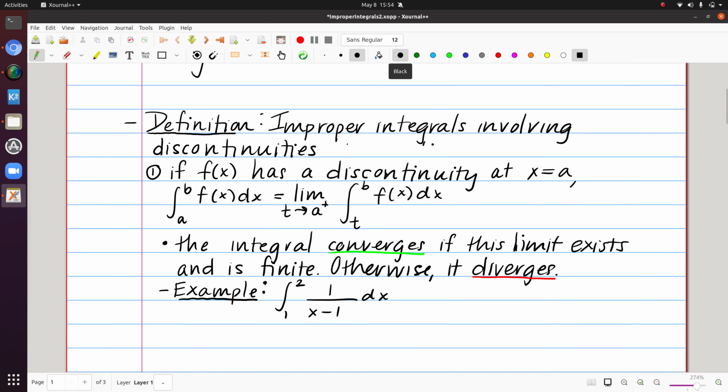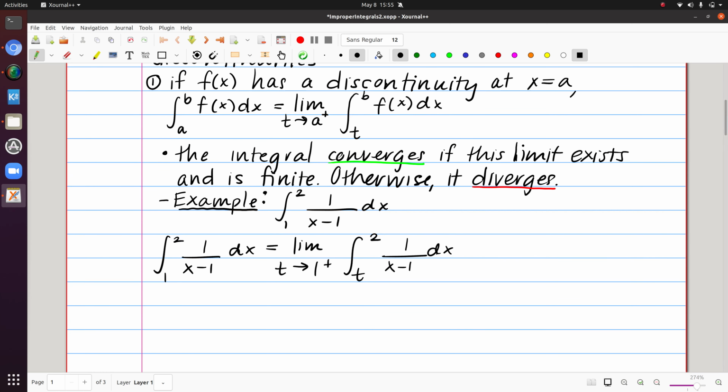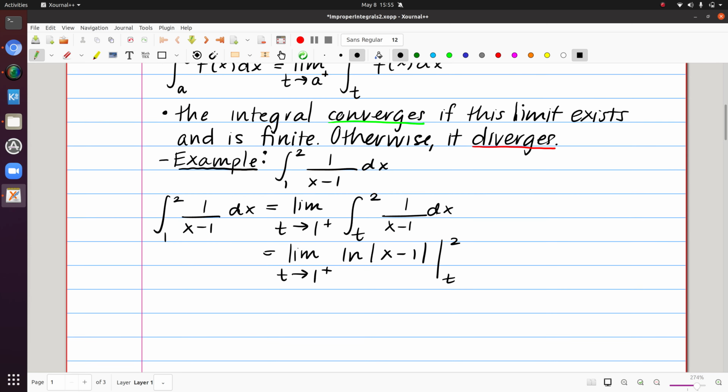So looking at an example, notice here that 1 over x minus 1 has a discontinuity at x equals 1. So this falls into the category we're looking at here. If I want to look at this integral, we're going to treat it as we've defined here as the limit as t approaches 1 from the right, where we're going to integrate from t to 2. Now the antiderivative here is the natural log of x minus 1. Should say the absolute value of x minus 1. And we're evaluating this from x equals t to x equals 2.